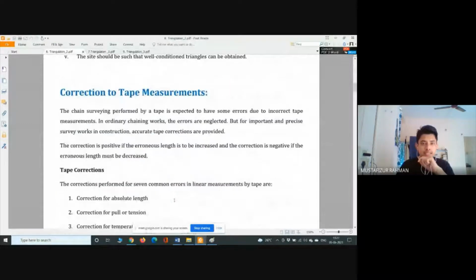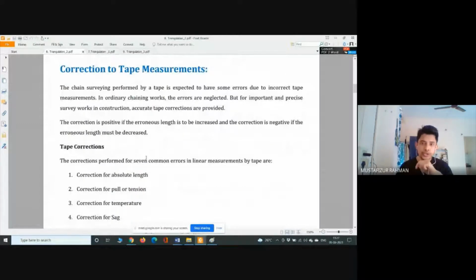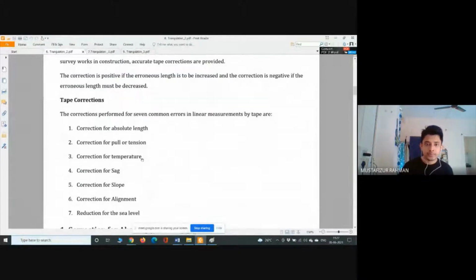Okay, we will discuss the corrections to tape measurements. Now we use a tape or chain to measure something. Then there may be some errors, and when there are errors, we will have to provide corrections to those errors. Right. So what can be these corrections?